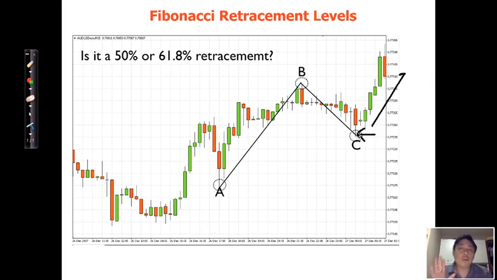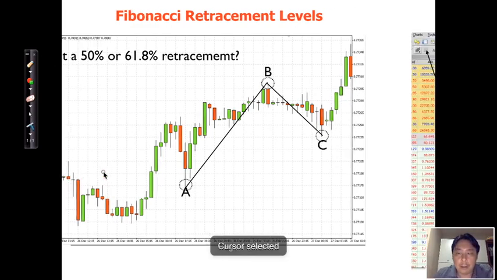So what we do is we use the Fibonacci tool on your charting software like MT4, and we'll see if C, in the ABC, happens to be a 50% or a 61.8% retracement level. All right, so let's take a look if it is a retracement level.